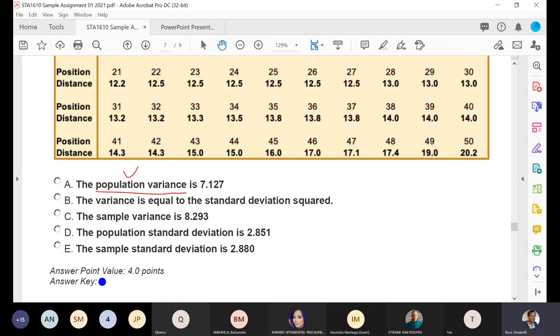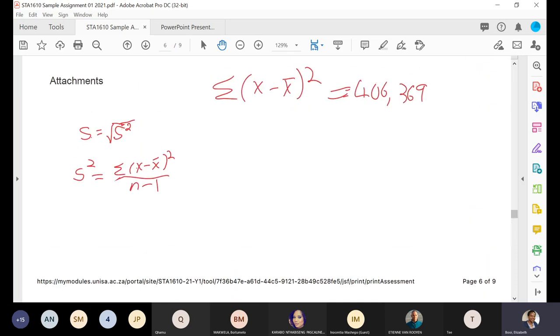So you need to calculate the population variance. I'm going to answer the questions that we can answer, but we can also answer this question. Actually, it's very easy because we know that the population standard deviation is the square root of your variance, and your population variance is the sum of your observed value minus the mean squared divided by N.